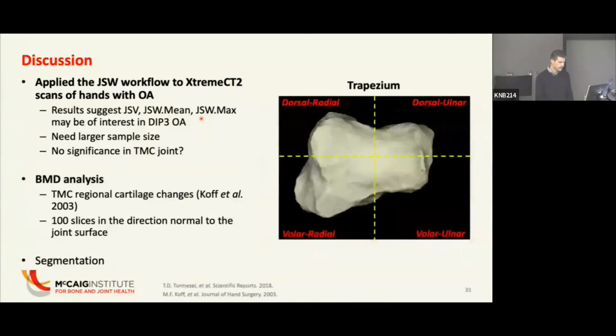And for the BMD analysis, we didn't see any significance again, but we're looking at a regional analysis, particularly in the TMC joint, as we know that the articulating cartilage and the underlying bone can change at different aspects of the joint as osteoarthritis progresses. And what's also interesting is that the method we're using for computing bone mineral density is actually taking 100 slices in the axial direction, which may not be ideal, as we'd prefer to go 100 slices in a normal direction to the joint contact surface. And in later slides, I'll discuss how we're looking at automating that.